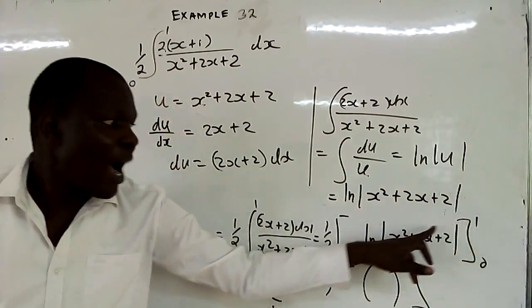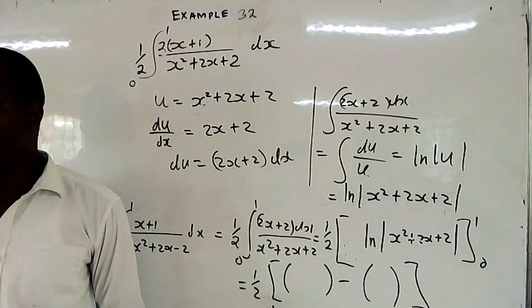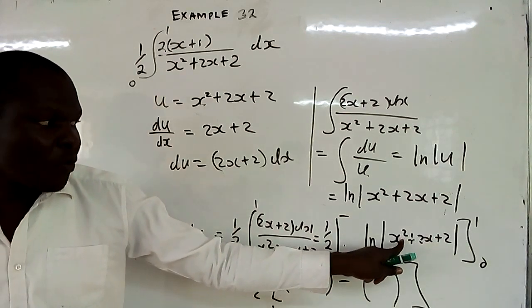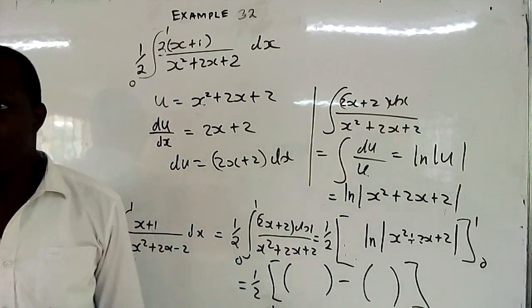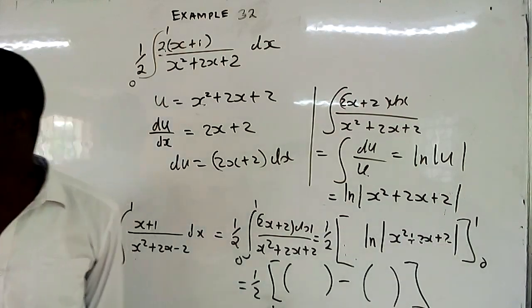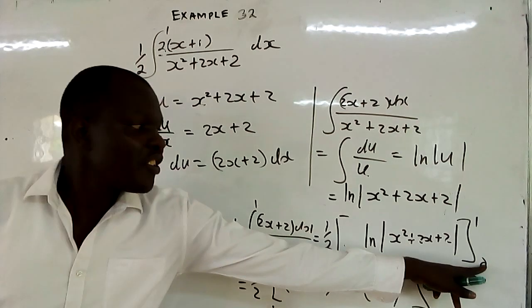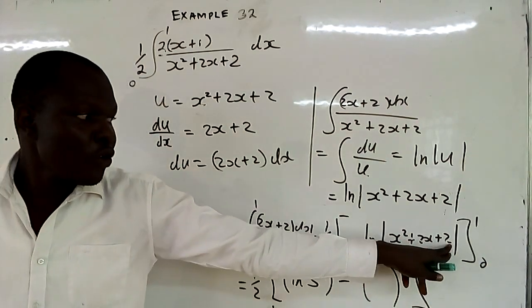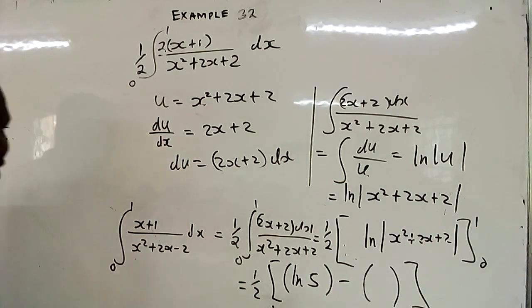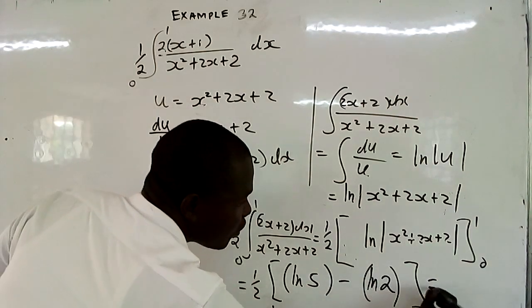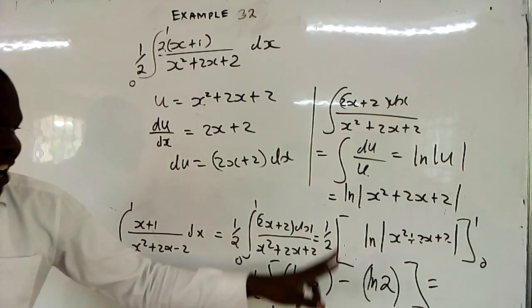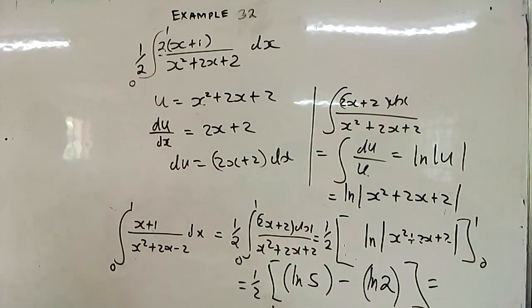When x is 1, where there is x, you put 1, so you have 1 squared plus 2 into 1 plus 2. What do you get? This is 1 plus 2 plus 2, 5, isn't it? You get ln of 5. When x is 0, where there is x, you put 0, and you remain with ln of 2, isn't it? So what do you get to be the answer? ln of 5 minus ln of 2, then times 1 over 2.